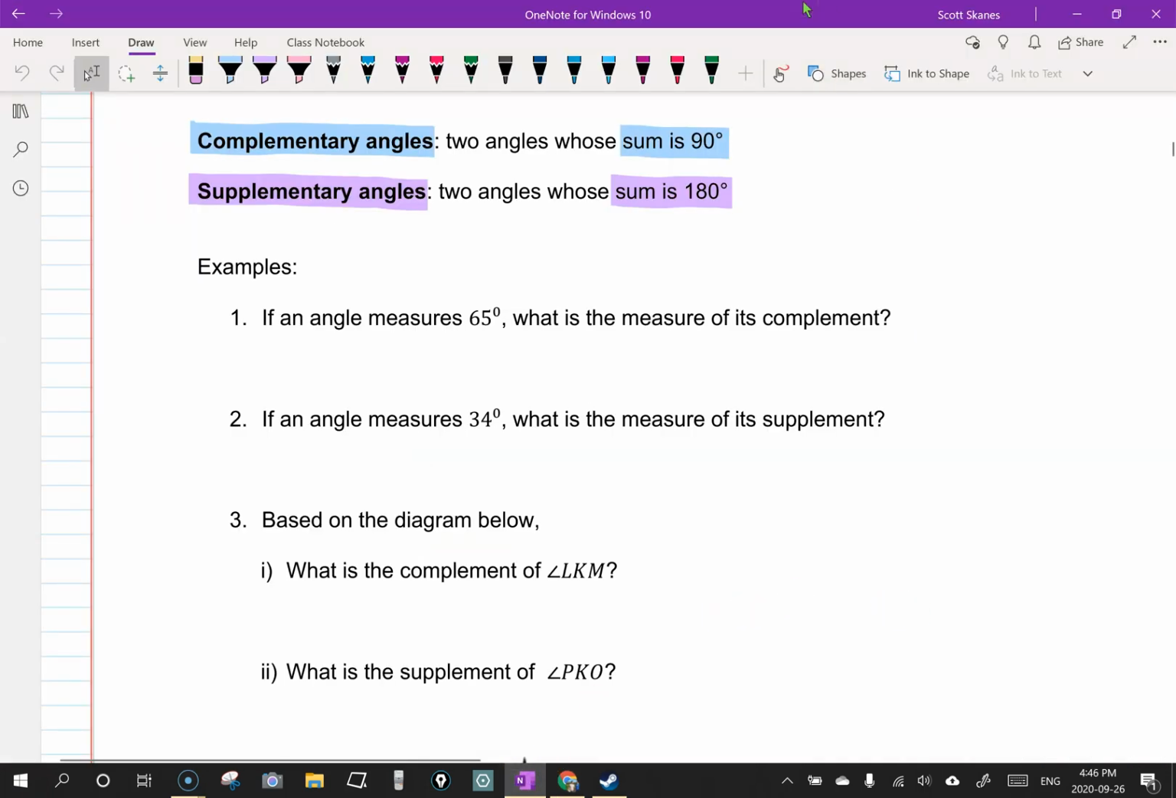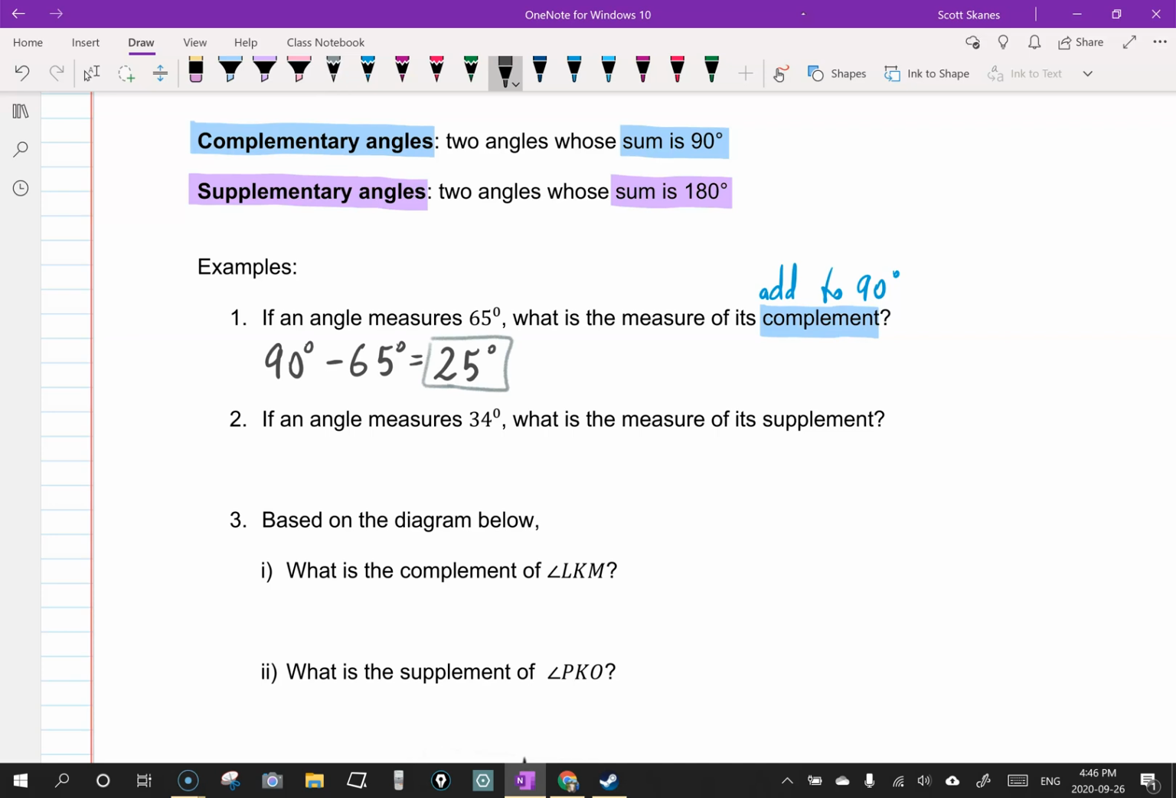If an angle measures 65, what is the measure of its complement? So once again, complement means they add to 90 degrees. And so if an angle measures 65, we know that 65 plus something equals 90. So really we can just take away from 90. So 90 minus 65 is going to be its complement because we know they add to 90. That's 25 degrees.